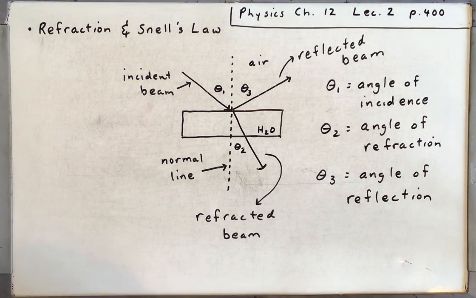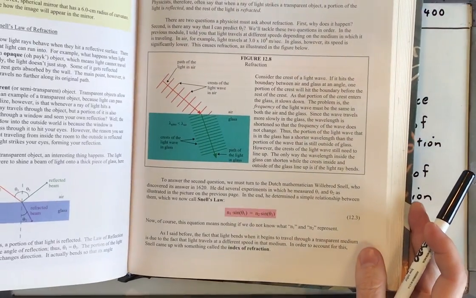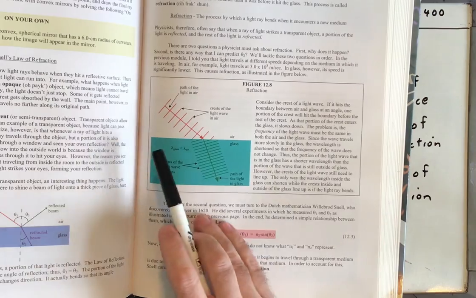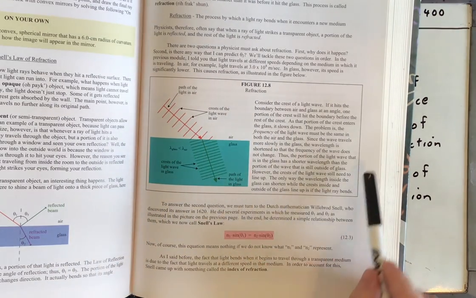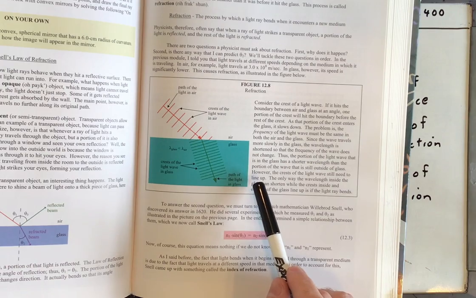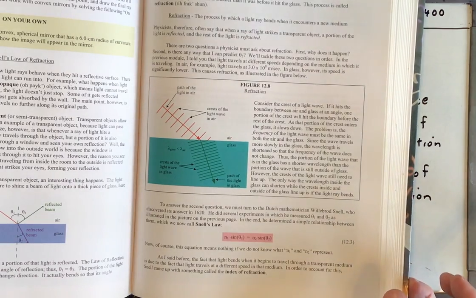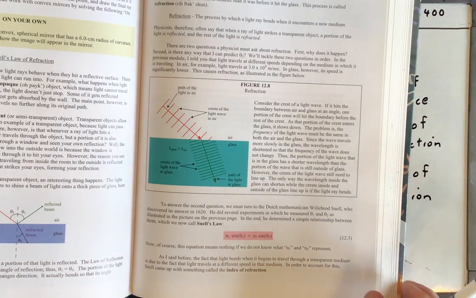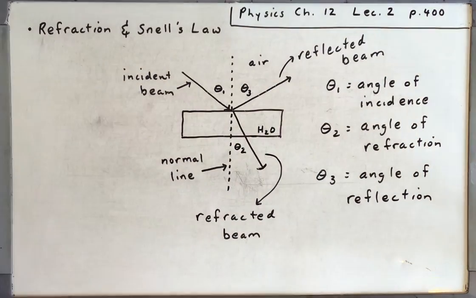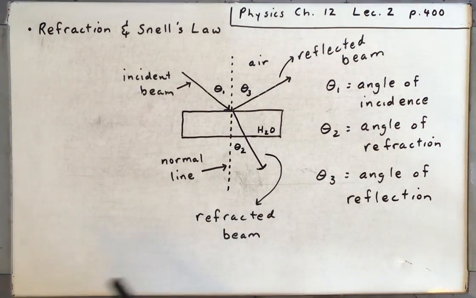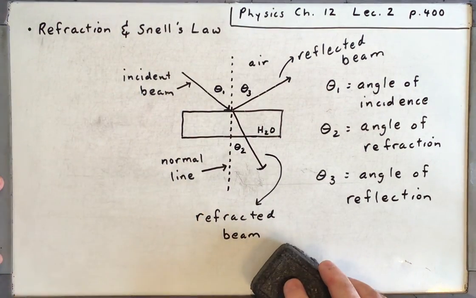Now, the reason that light is refracted or bent when it encounters a new medium is explained extremely well on page 401 in your book in figure 12.8. So read through that. No reason for me to read that for you, but it has a lot in common with the Doppler effect in sound, so read through that explanation, and we will move on. If you'll turn to page 3, we will move on to the math of refraction and Snell's law.